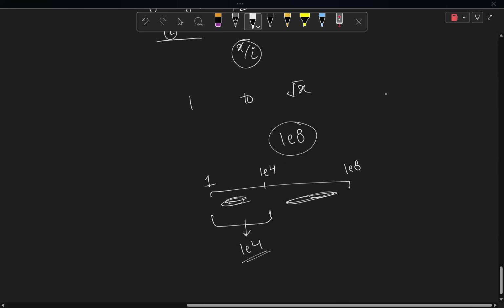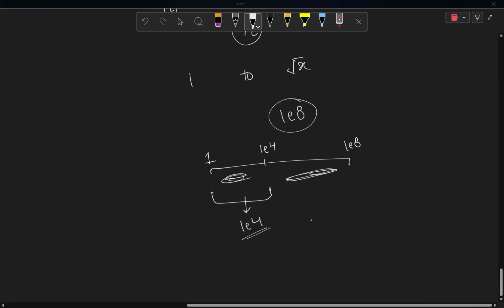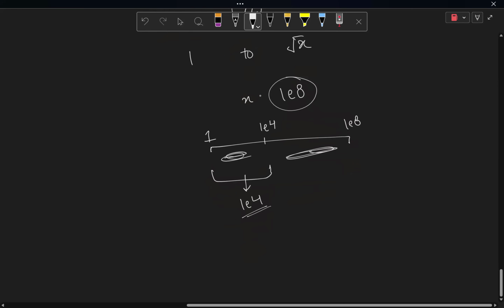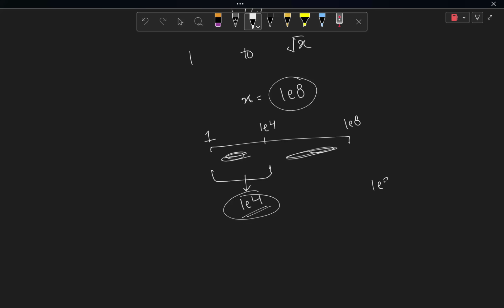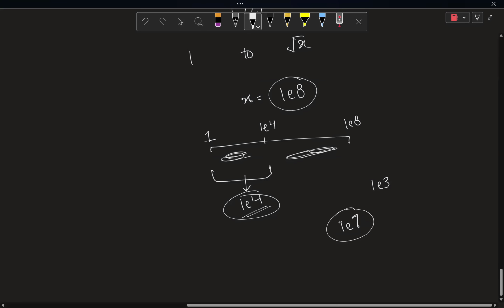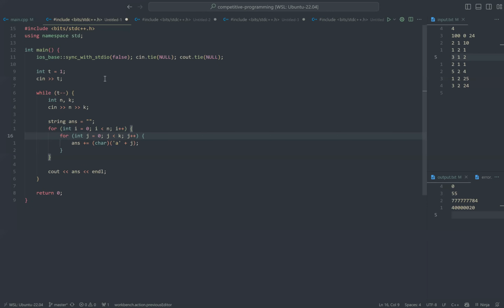I didn't understand what you meant by this part, the last message you sent. Okay, so that's what will happen in the worst case if x is equal to 1e8. In that case, in the worst case, we will be having 1e4 iterations. And since there are only 1e3 test cases, the number of iterations would be somewhere around 1e7, which will pass, which is good enough. So here is my code for this.